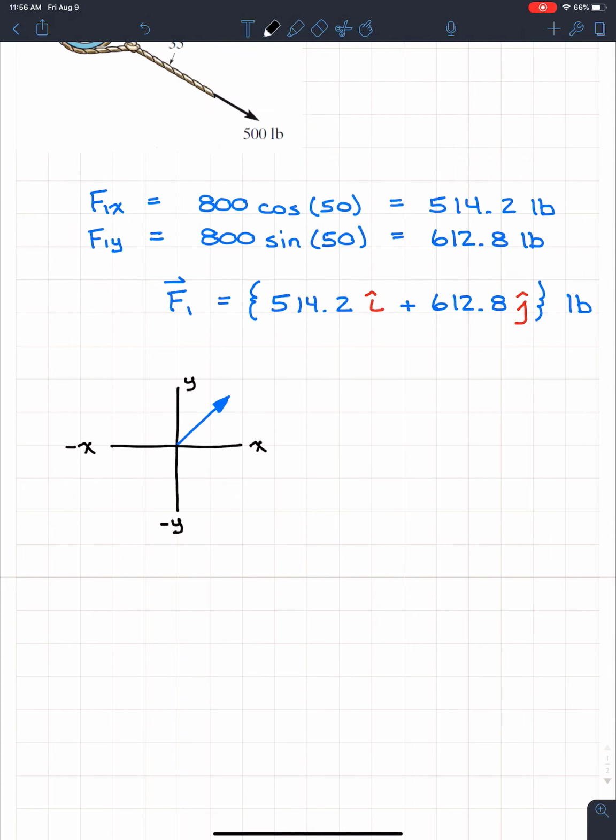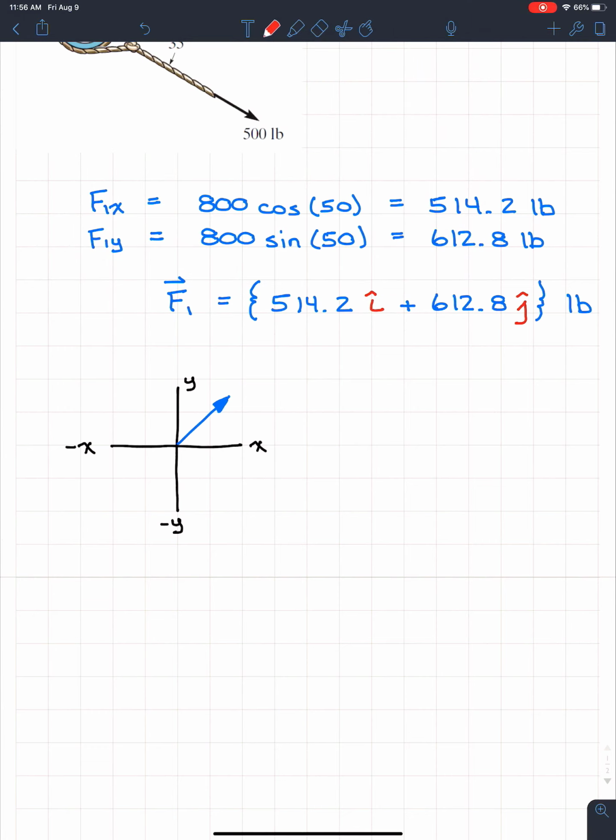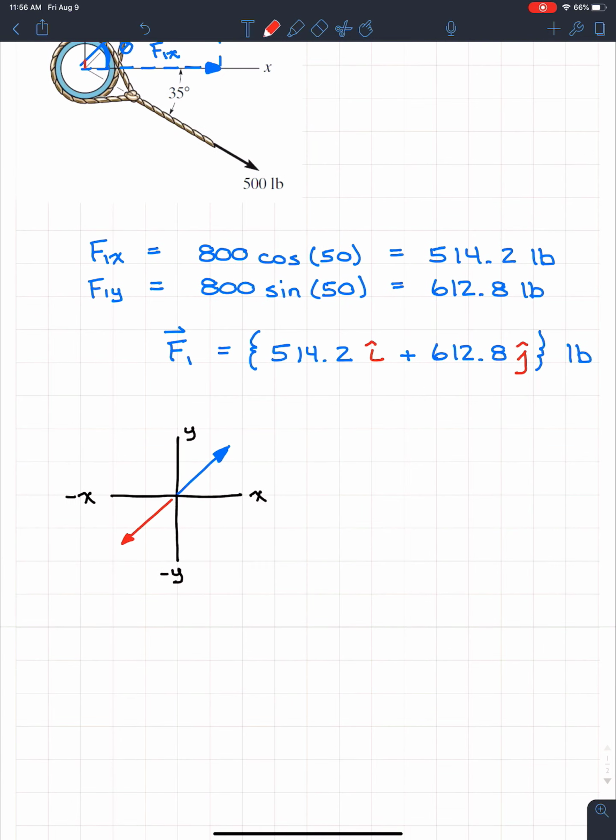Now, let's say that we had the same vector, same angles and everything, so its components are going to be the same, but it went this way, like this. Well, what you do is the components will still be the same. You can go 800 times cosine of 50, 800 times sine of 50. The components will be the same.